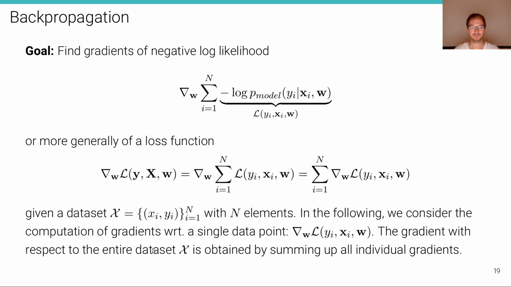Right? So the gradient with respect to the entire data set X is obtained by summing up all these individual gradients. And on the following slides, we will look at how we can actually compute these gradients efficiently, which is non-trivial because in large neural networks, we have millions of these parameters. So it's important that this computation is very fast, because we need to do a lot of gradient descent steps in order to arrive at the local minimum.